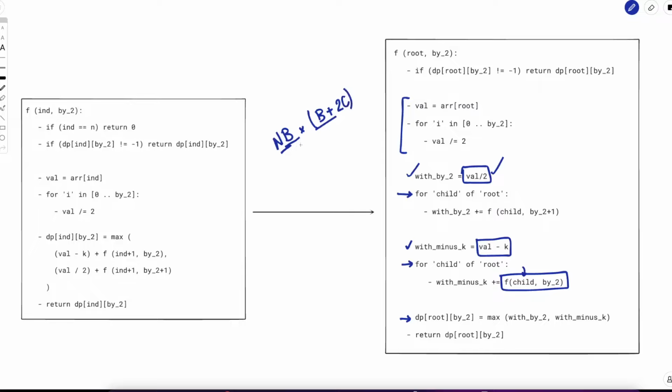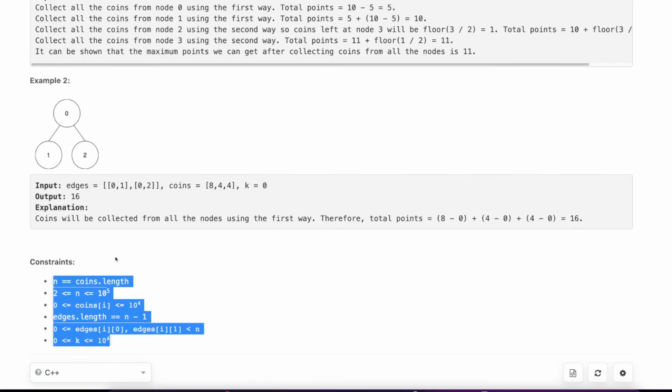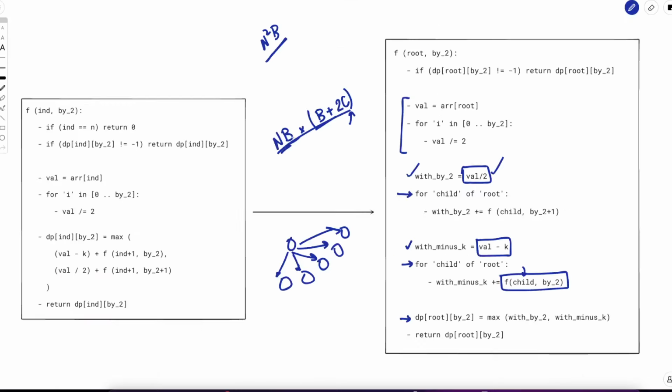Now if you look at this complexity in a very brute manner, number of child, you can say in worst case can be order n. So the tree could be something like this, like all the children are attached to the same root node. So maximum number of child that you can have is order n. So what you can say, the complexity is nb into b plus n, which is order n square b roughly, which will not pass the given time constraint for sure, because n square will be 10 power 5 square, right?